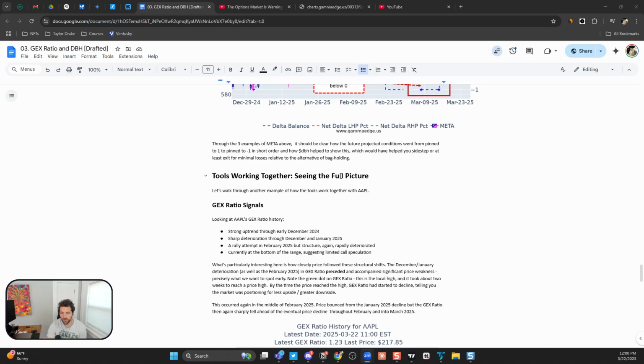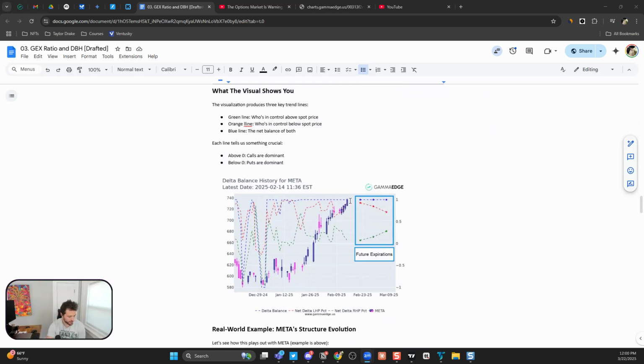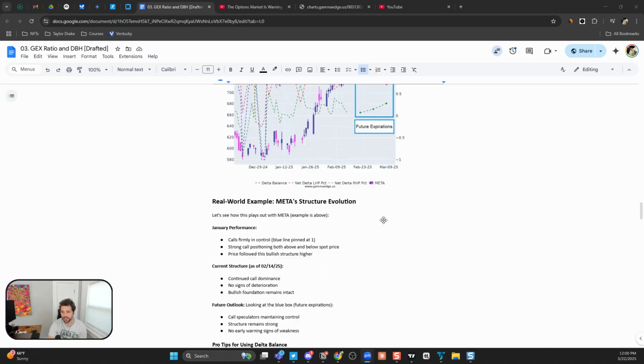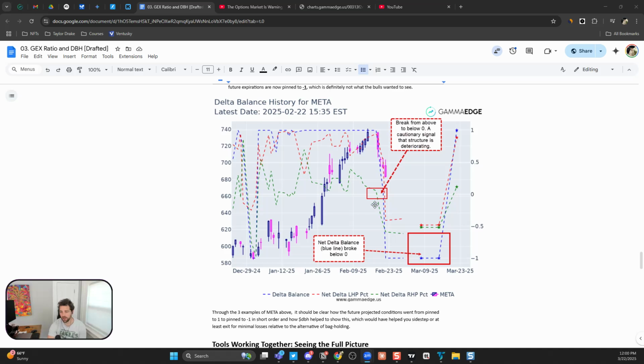So going through those three examples, it should be clear how we can see that transition from bullish conditions to the first signs of weakening, to those weakening signals ultimately coming to fruition, and how the future expirations are pointing to further weakness as well.